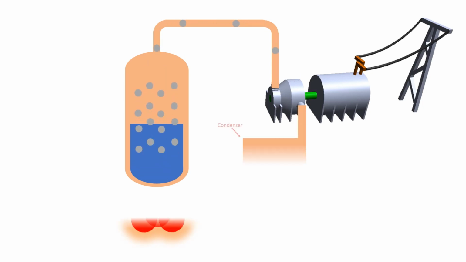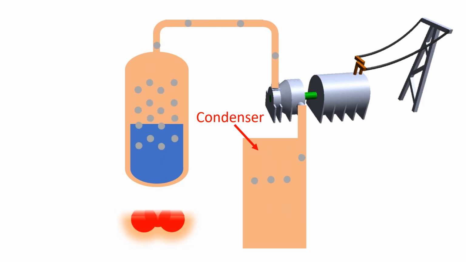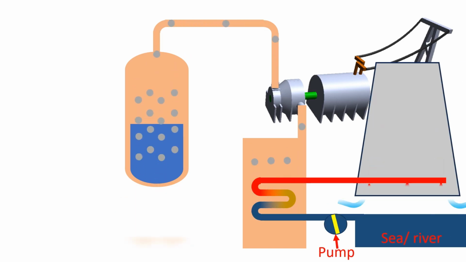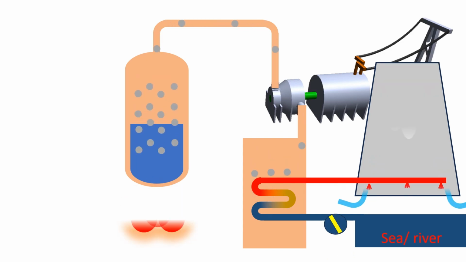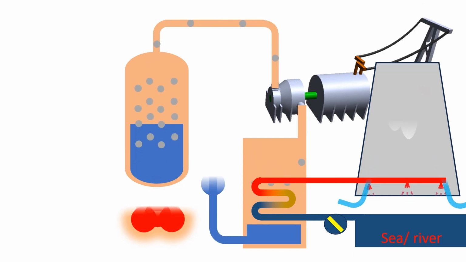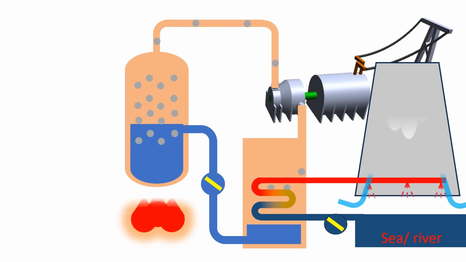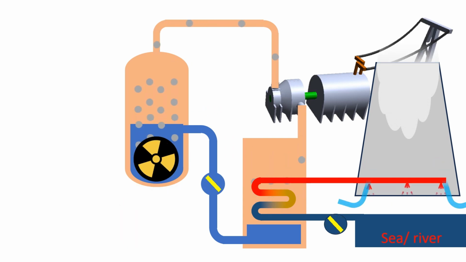The steam flows to a condenser, where river or sea water is used to cool it down. The steam condenses back into water and is pumped back to the boiler. And this cycle keeps continuing. Let's focus on how nuclear reactions produce heat.